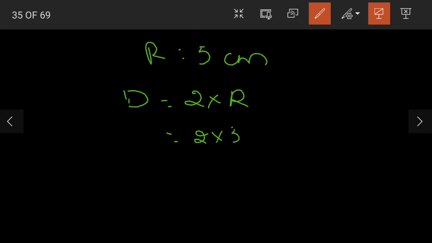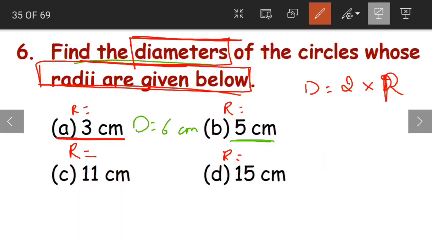Question B, radius is equal to 5 centimeters. Diameter is equal to 2 into radius. 2 into 5 centimeters, that is equal to 10 centimeters. So the diameter is 10 centimeters here. When a circle has radius equal to 5 centimeters, then the diameter will be equal to 10 centimeters.